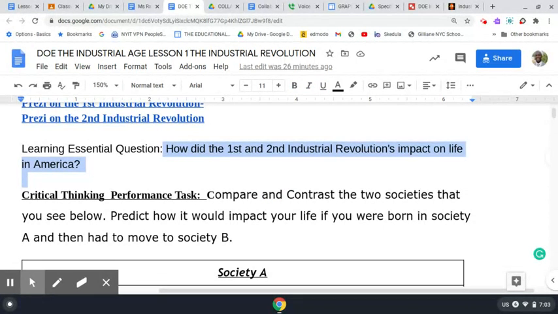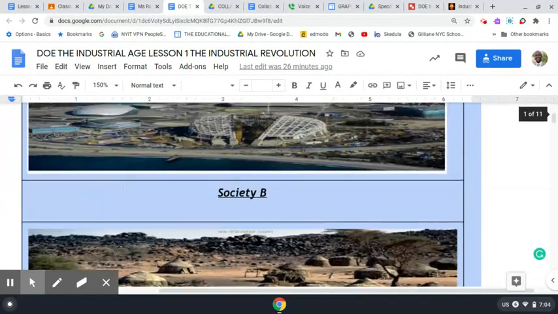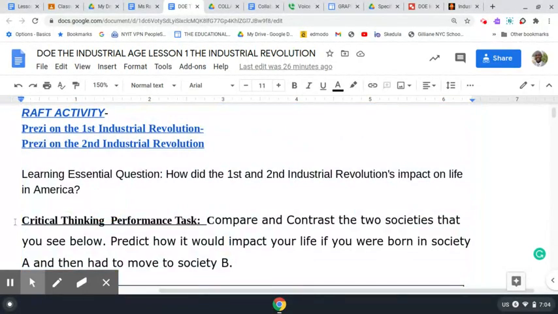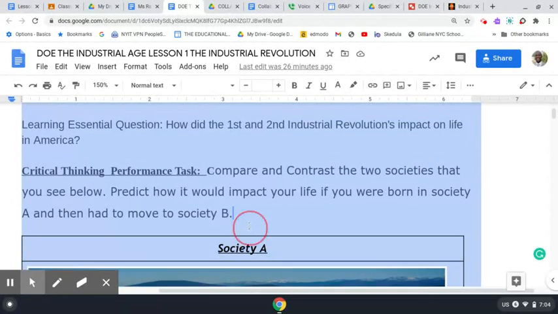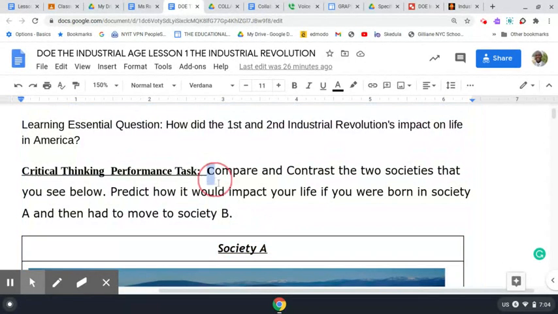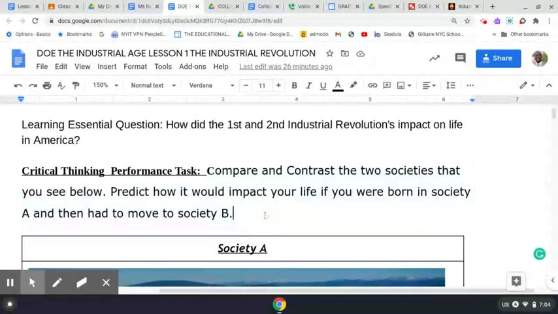Before we get into the lesson, I want you to think about this critical activity we have right here. I want you to compare and contrast the two societies that you see below. Predict how it would impact your life if you were born in society A and then had to move to society B.